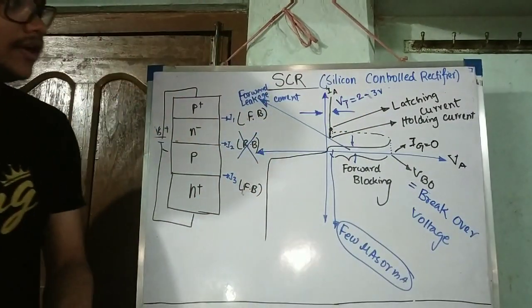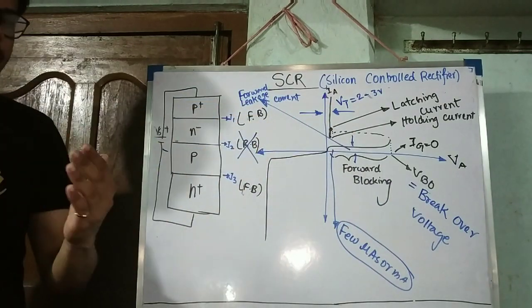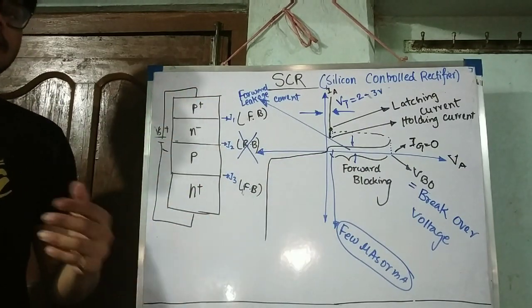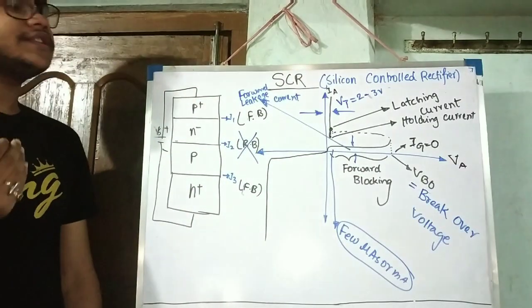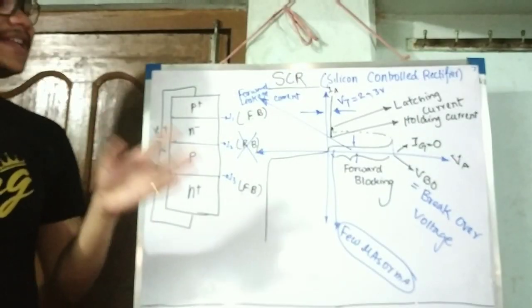See this mode. Whenever the anode current exceeds your latching current, your device is turned on. So what is latching current? It is the amount of current after which your SCR starts conducting. That current is called your latching current.